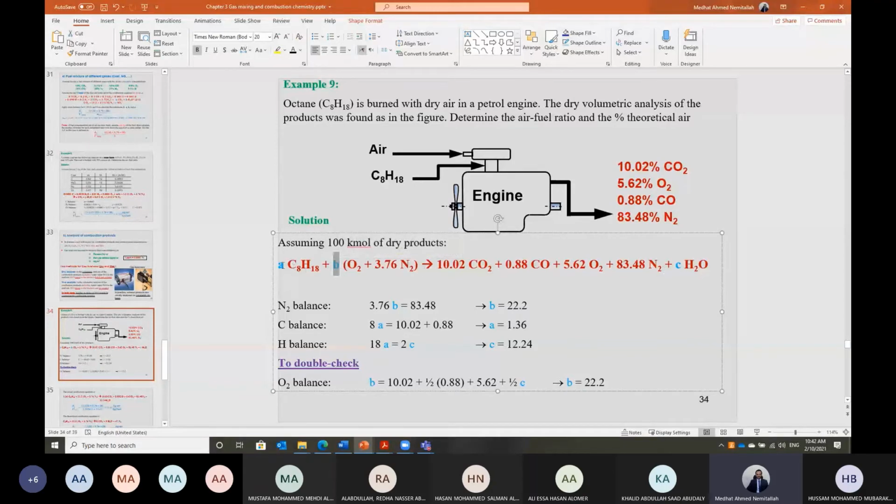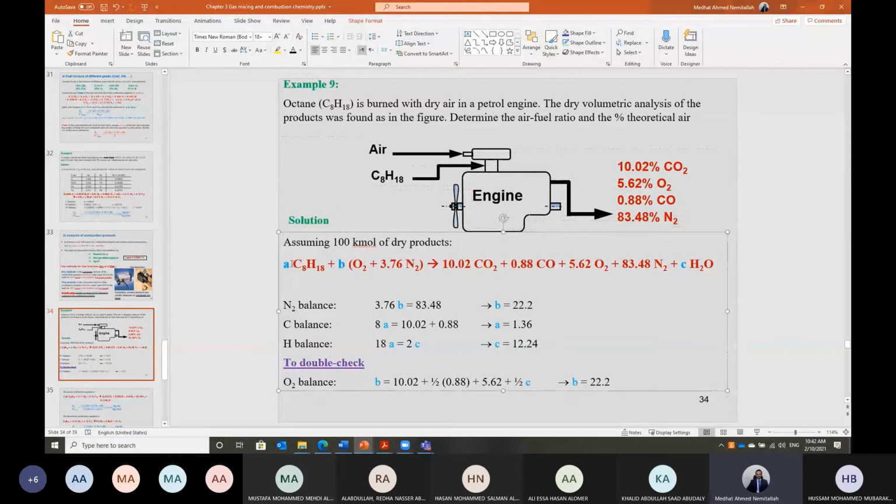Then in this equation, we have three unknowns. We have A, we have B, and we have the number of moles of water vapor, which is C. Writing down the balance for N2, it will be B multiplied by 3.76, which should equal 83.48. Based on that, we can calculate the value of the constant B. It will equal 22.2.